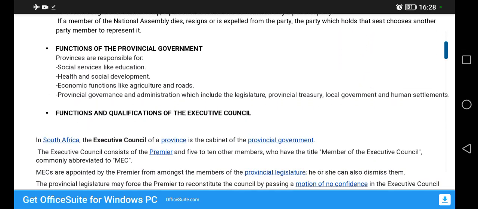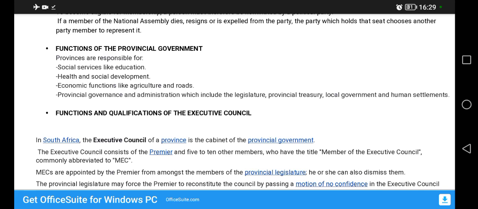Moving forward. Now, the important part is, what is the function of the provincial government? Remember, we spoke about the word schematically, we spoke about the word hierarchy. That means you've got divisions. Okay? So, functions of the provincial government. We're also going to go through functions of the local government and functions of the, yes, answer yourself.